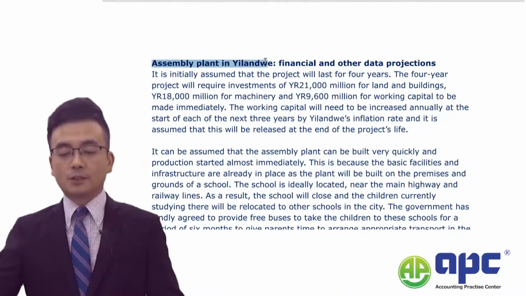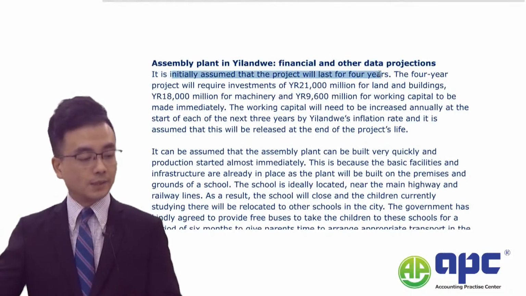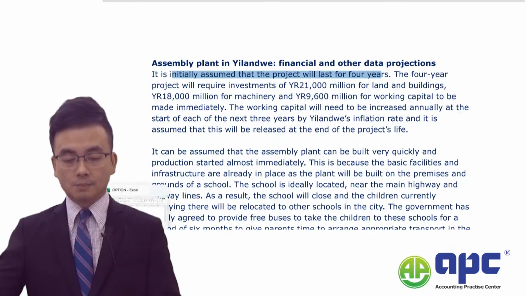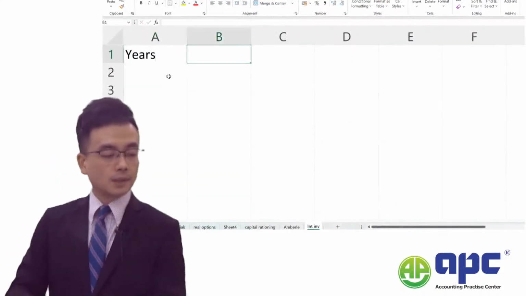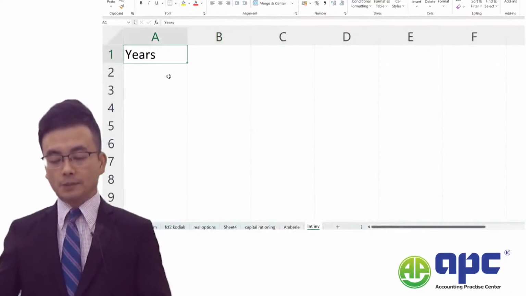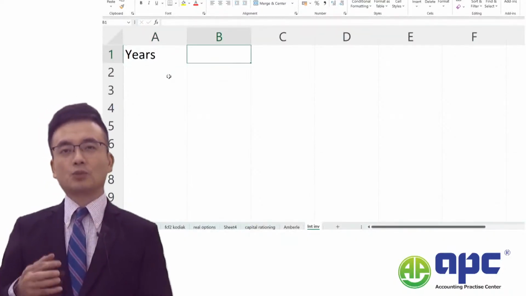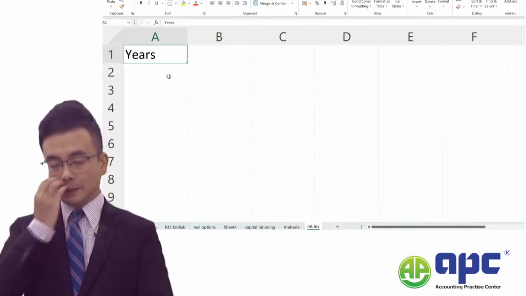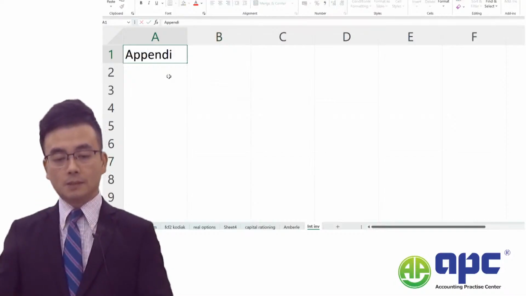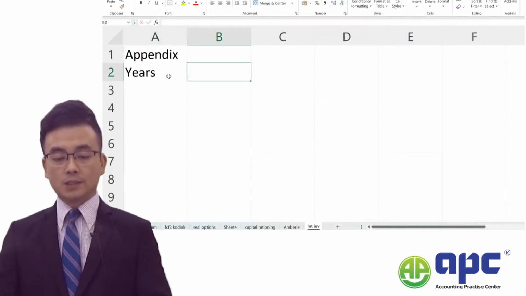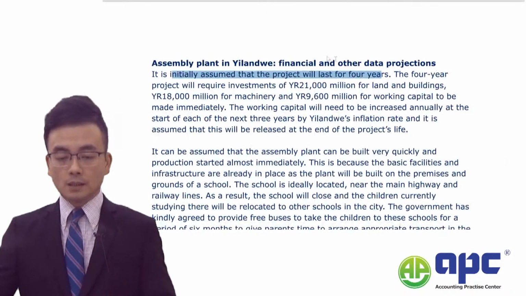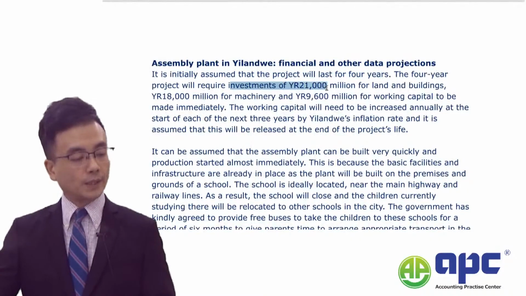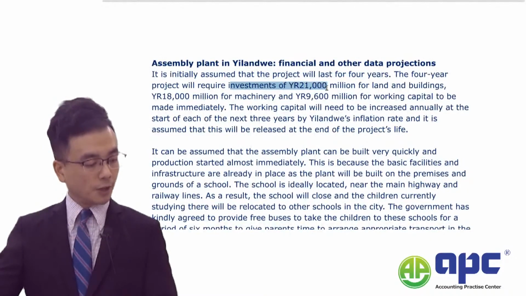So the assembly plant in Ulandswy: initially assume the project will last for 4 years. All right, so let's plot that in. In the appendix, the markers will check that in the Excel, but you can say, append this number of years: 0, 1, 2, 3, and 4. The 4-year project requires investment of 21 million at the very first start.